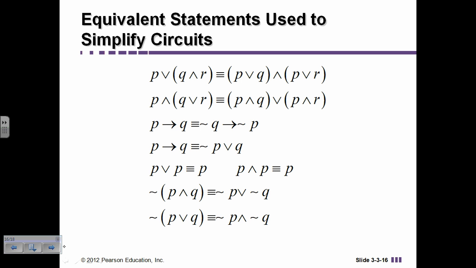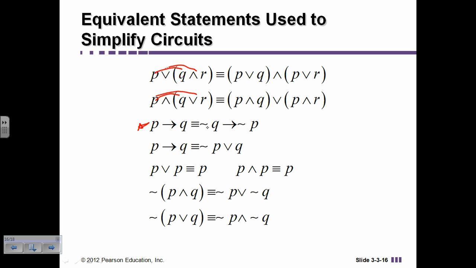Okay, so these are just some statements to keep in mind when you're working through these problems. If you have P or Q and R, that's equivalent, if you want to think of it this way as distributing, to P and Q or P and R. And the same thing for the second one. If, again, I think in terms of distributing, I have P and Q or P and R. We already talked about this one.